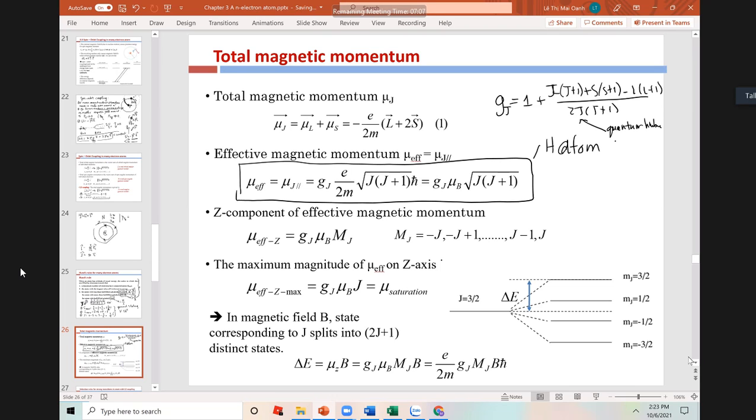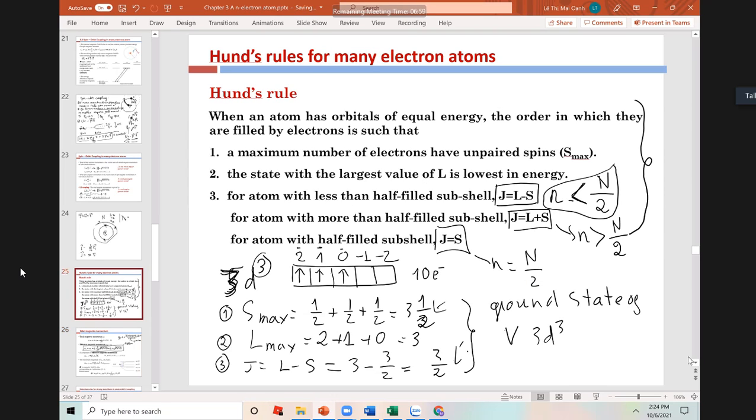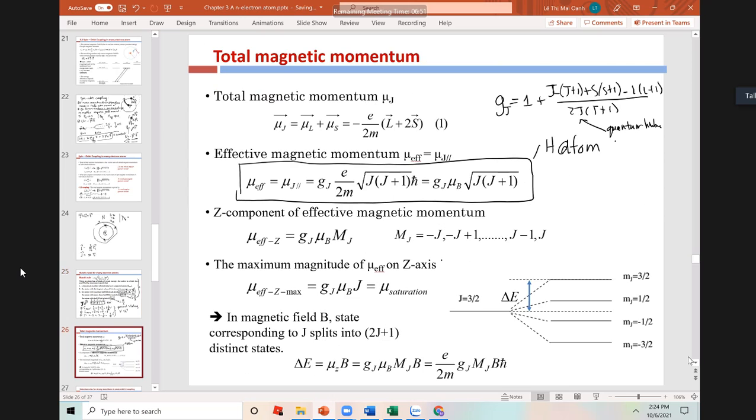Quantum number, and you can calculate the quantum number from the configuration and use the Hund's rule. With Hund's rule, you can calculate S and L and J. If you know the configuration of electrons, you can calculate the Landé factor here, and from this you can calculate the effective magnetic moment of the atom. They are all quantum numbers.